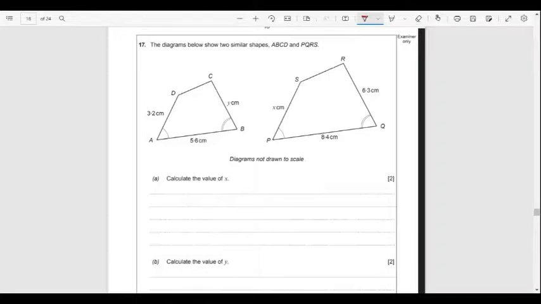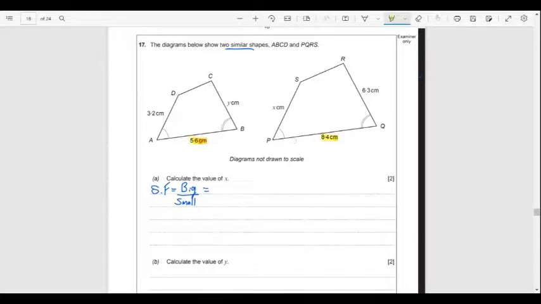Okay, so next question. The diagrams below show two similar shapes, A, B, C, D, and P, Q, R, S. We've got two diagrams here. First of all, we need to calculate the value of x, okay? Well, we've got two similar shapes, so we need to be thinking about scale factor, okay? So this is how much the smaller shape has been changed to get the bigger shape, or vice versa. So to calculate scale factor, we need a corresponding side on the big shape divided by corresponding side on the small shape, okay? By corresponding, what I mean is the corresponding sides are at the bottom here.